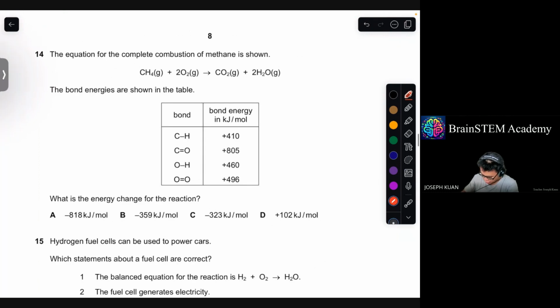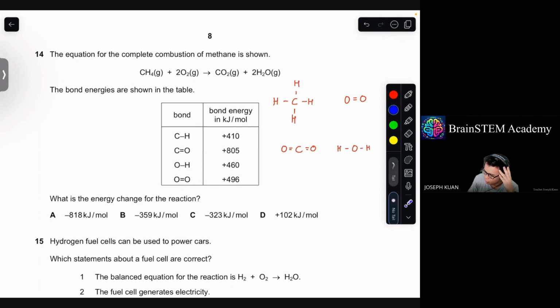Okay, for this question, you need to know your structures. Right, let's draw the methane structure, CH4. Oxygen is an O=O double bond. Carbon dioxide has this structure, double bond O, double bond O. And for water, it is oxygen covalently bonded to 2 hydrogens.